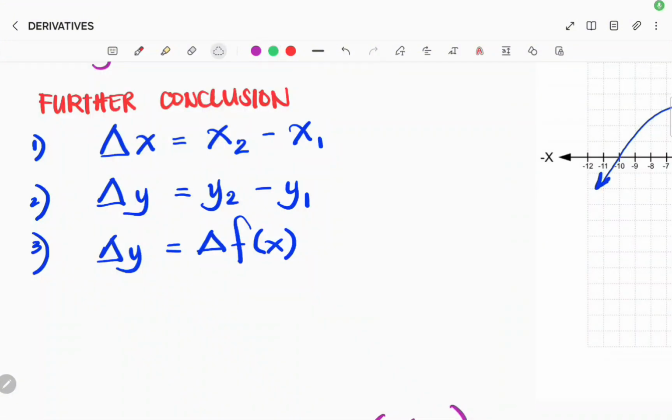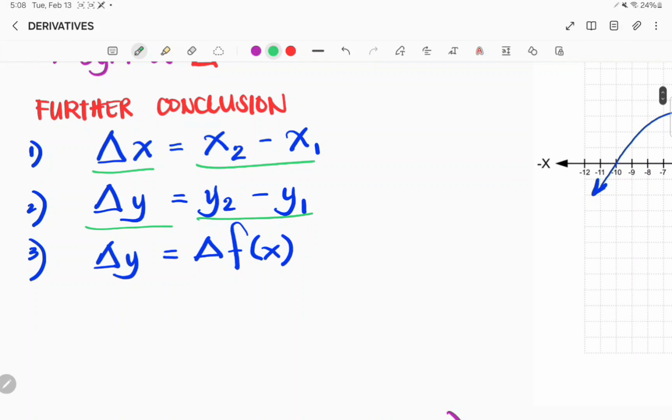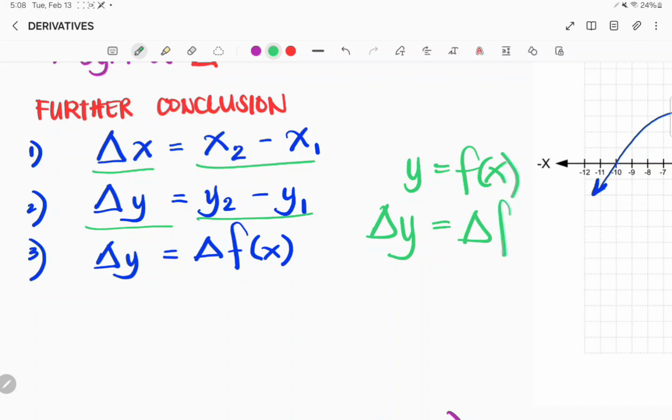Now let's have our further conclusions. Number 1, change of x is just the difference of the second point and the first point, while change of y is just the difference of the second ordinate minus the first ordinate. And then, by definition, in your previous mathematics, you have discussed that y is always equal to f of x by function notation. Meaning, as we change y, we are also changing the function, which is number 3.